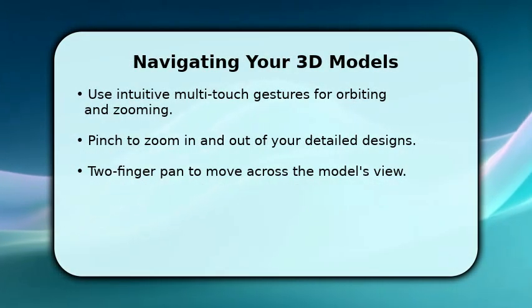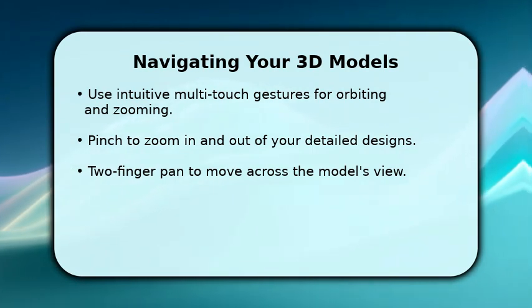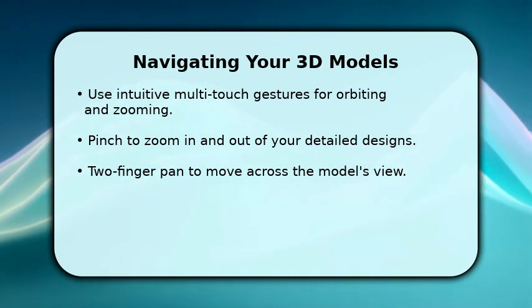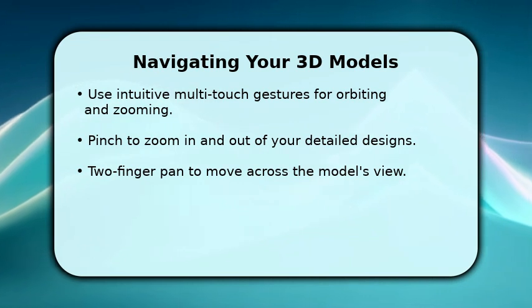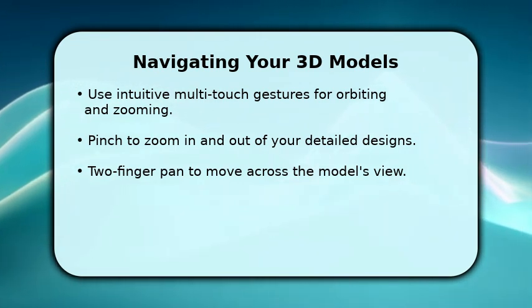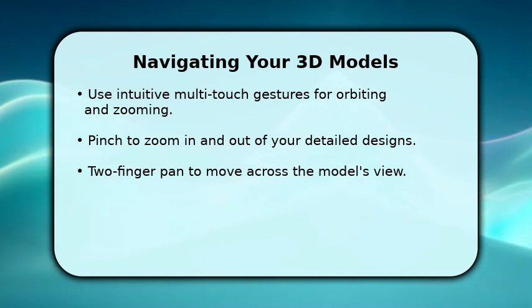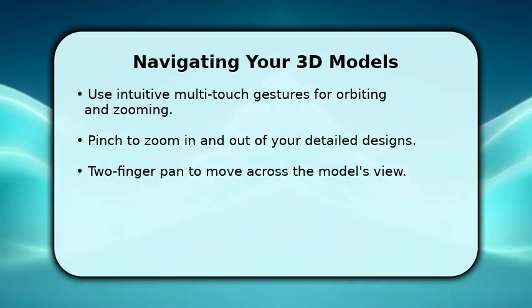Navigating your three-dimensional models on your phone is incredibly intuitive. You can use simple multi-touch gestures to explore your designs. Pinch your fingers together or spread them apart to zoom in and out, getting a closer look at fine details or a broader overview. Use 2 fingers to pan across the screen, shifting your view smoothly. Orbiting is also easy with a single finger, allowing you to rotate around your model.